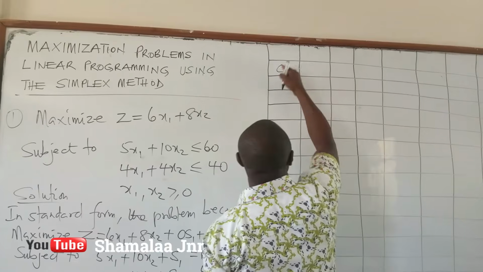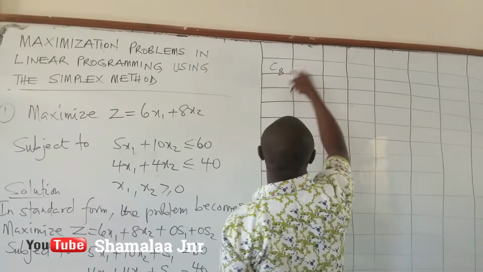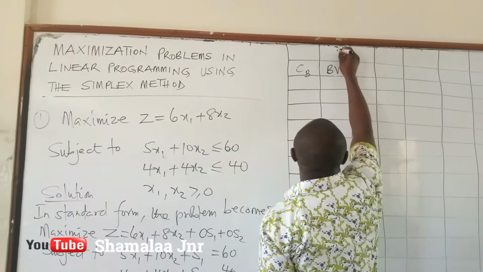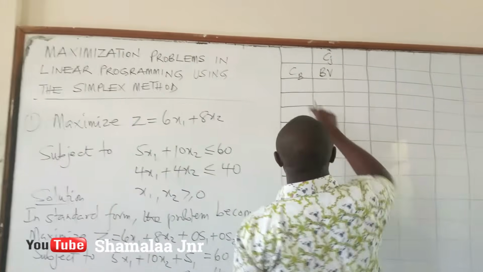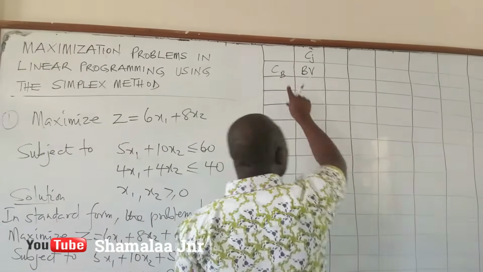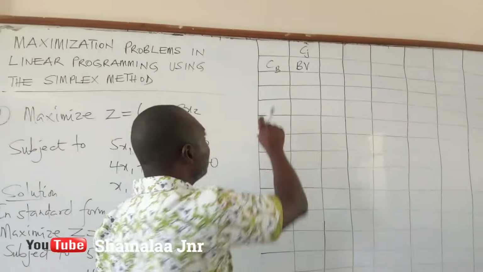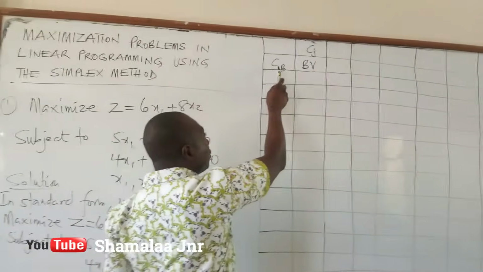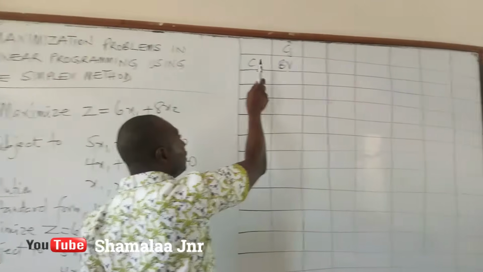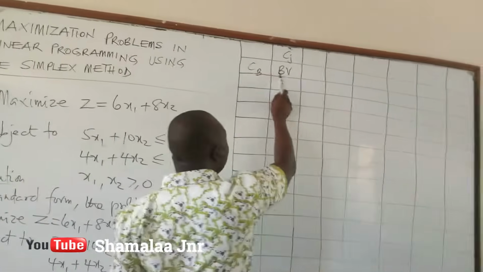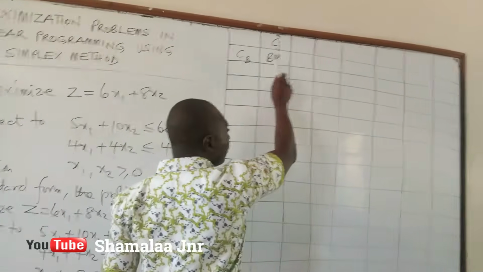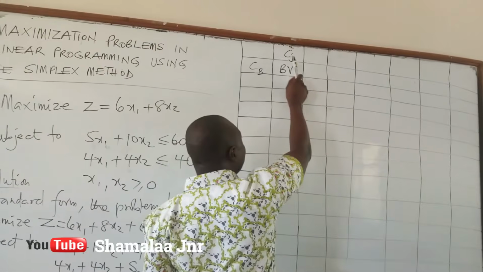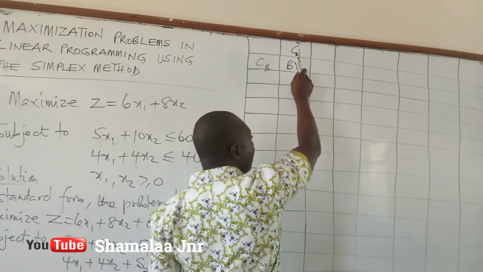CB, this is BV, this is Cj. Now, CB means the coefficient of the basic variables in the objective function. BV means basic variables, and then Cj is the coefficient of all the variables in the objective function.